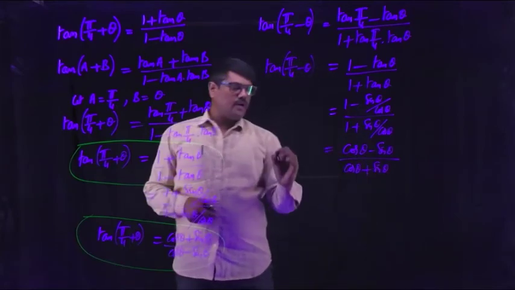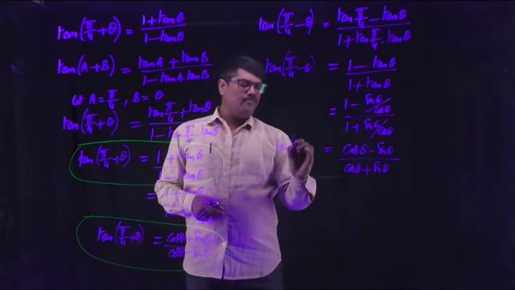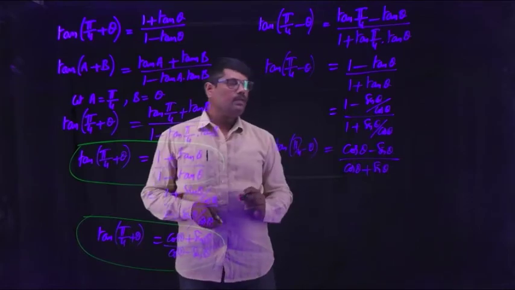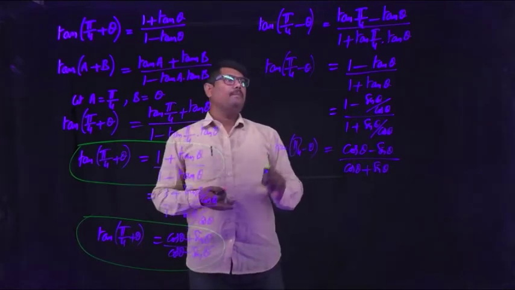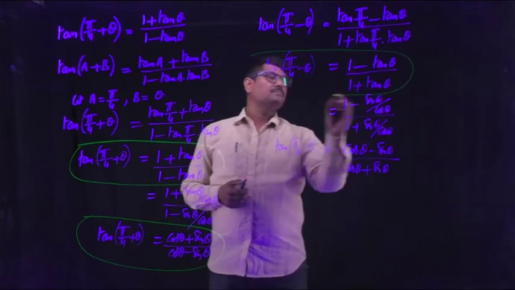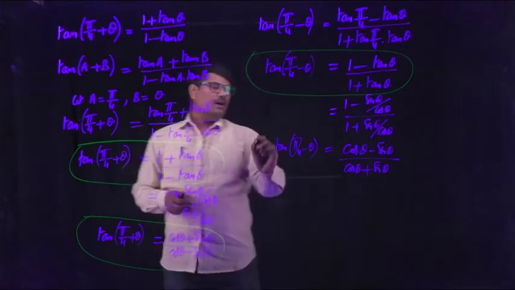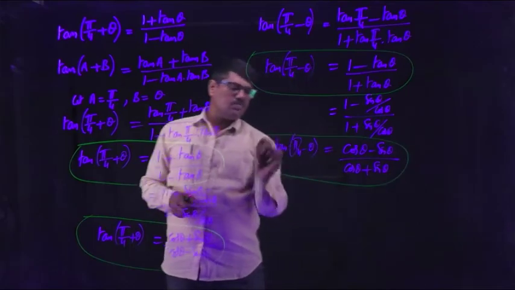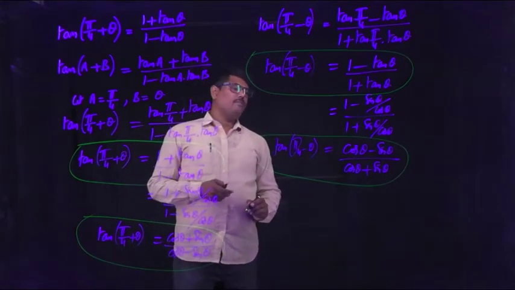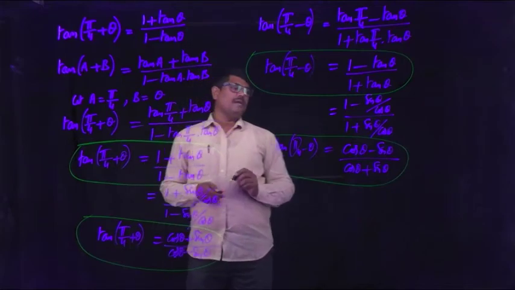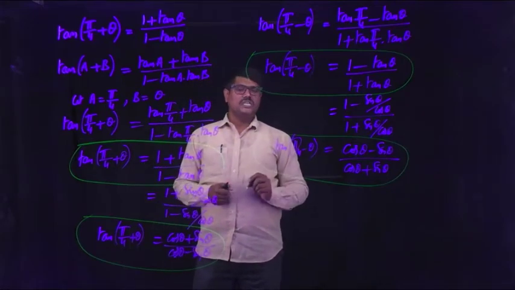So this is the formula for tan(π/4 − θ). We can remember tan(π/4 − θ) like this, which is (1 − tan θ)/(1 + tan θ). And its another format, in terms of sin and cos, tan(π/4 − θ) is (cos θ − sin θ)/(cos θ + sin θ).